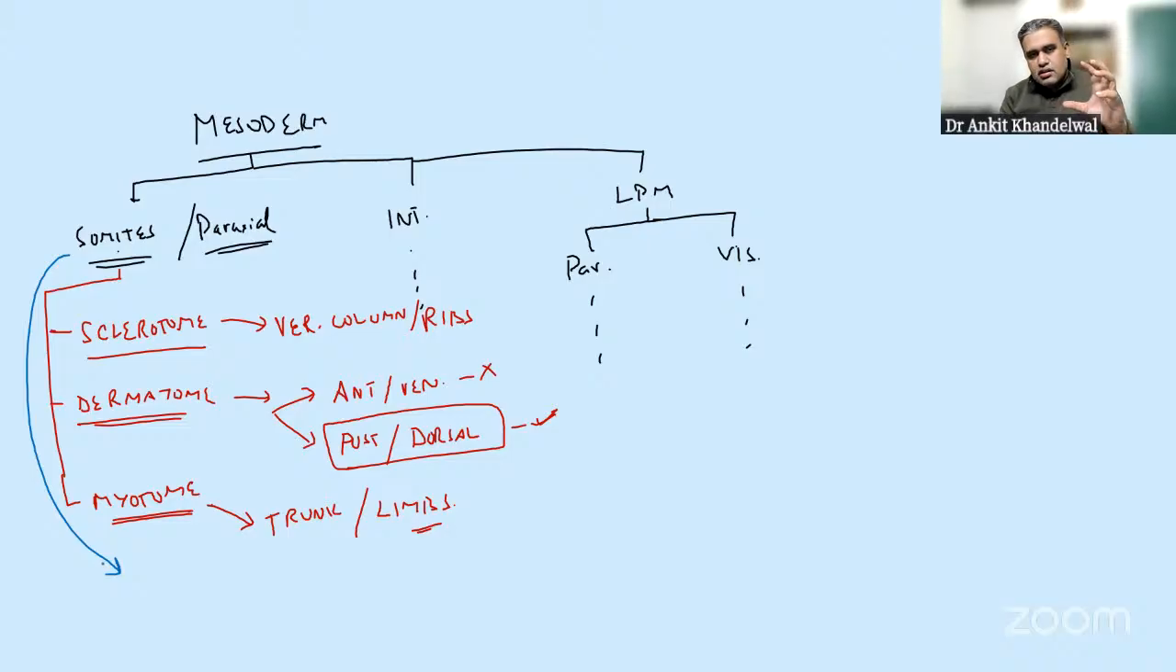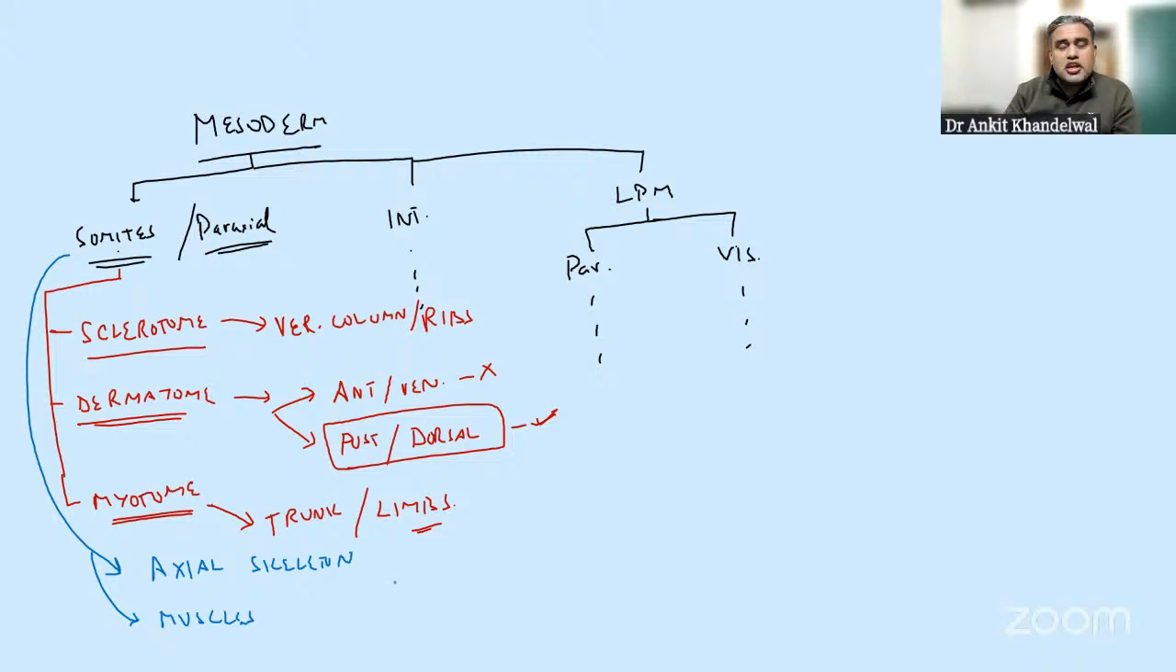So how to remember the somites? Somites, simply, in a nutshell, give rise to the axial skeleton. Not the appendicular, the axial skeleton and muscles. Most of your somatic wall muscles are coming from the somites. Then what is left over here? So what about the appendicular skeleton?